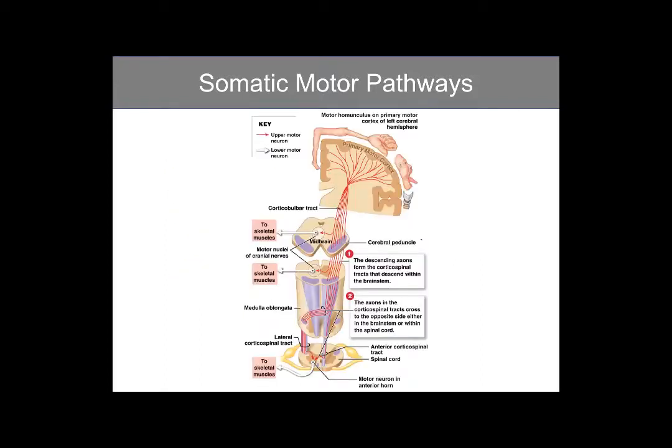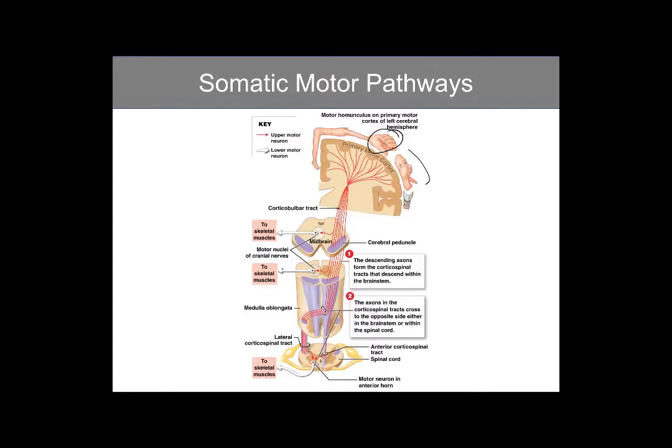Here we see the motor homunculus on the primary motor cortex. In this case, it's the left cerebral hemisphere. And you can see how the face and the hands are very large, so they have more surface area dedicated to them, mainly because of the amount of skeletal muscle in these structures and the ability to fine-tune the actual motor control over these structures.